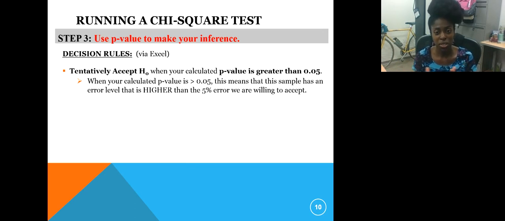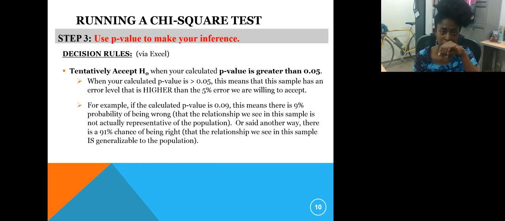So 95% confidence is what we're willing to accept. This means that if this sample has an error level that is higher than the 5% error that we're willing to accept, right? P-value is greater than 0.05, so we're higher than what we're willing to accept. So for example, if the calculated p-value is 0.09, this means there is a 9% probability of being wrong.